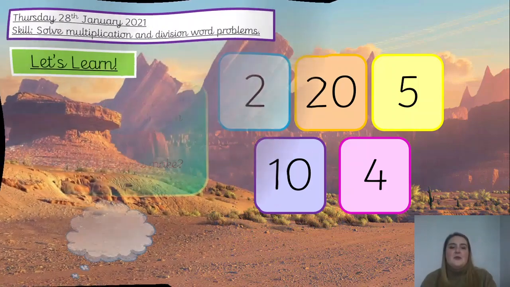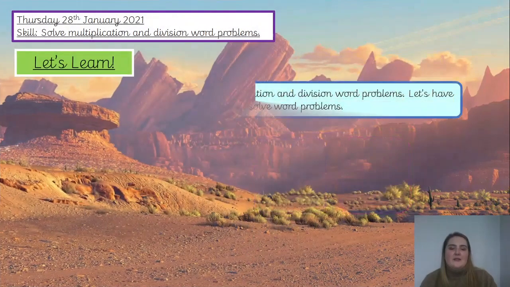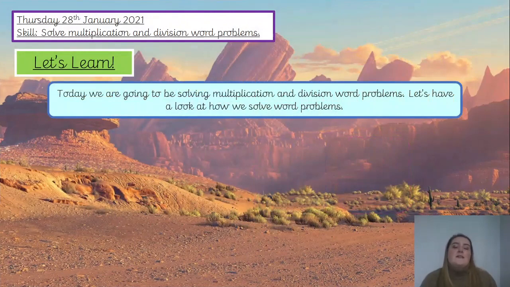Okay, well done. I'm sure you've got lots of number sentences written down into your book. Okay, we are starting to come towards the end of looking at multiplication and division in maths now then. And today we are going to be solving multiplication and division word problems. Now last week, or a couple of weeks ago, we looked at multiplication word problems and we drew pictures in order to solve them. This week we're going to have some word problems that are multiplication and some that are going to require you to use your division knowledge to solve.